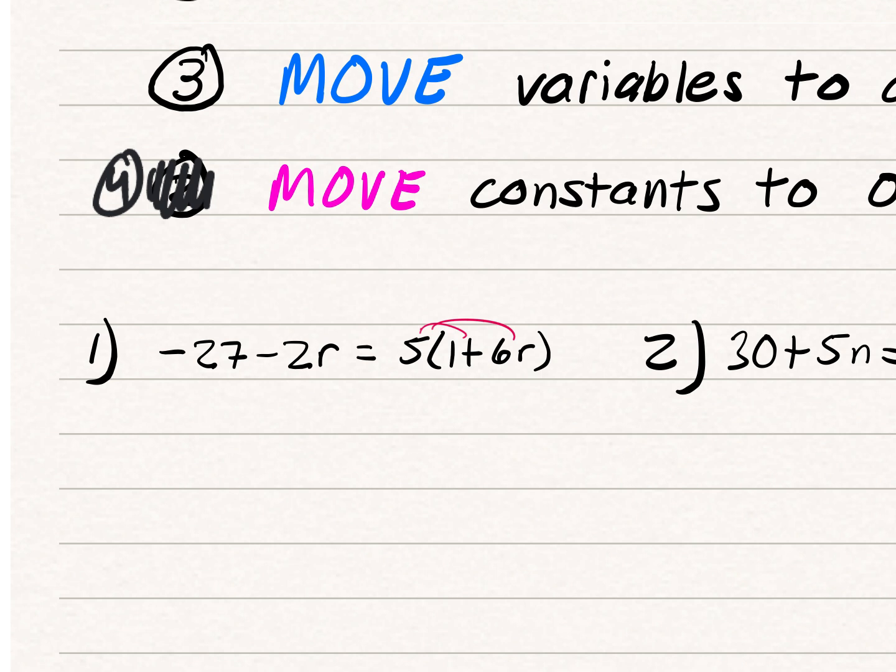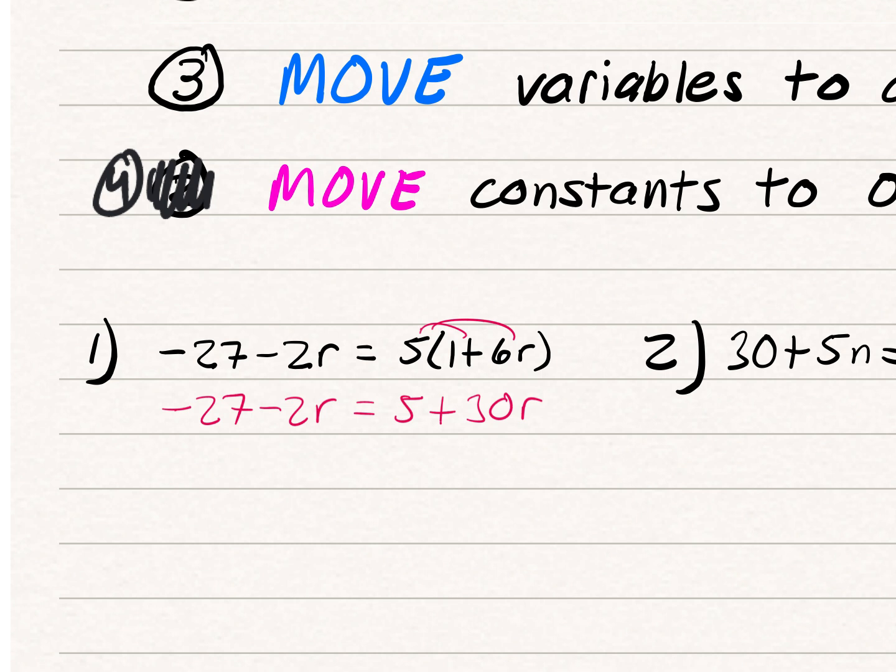So we want to distribute that 5, so we get on this side of the equal sign 5 times 1 is 5, 5 times 6r is 30r. And on the other side of the equation, we have negative 27 minus 2r. And then we want to get the variables to one side of the equation and the constants on the other. It doesn't matter which side is which. You don't have to do the variables on the left or the right. It doesn't really matter.